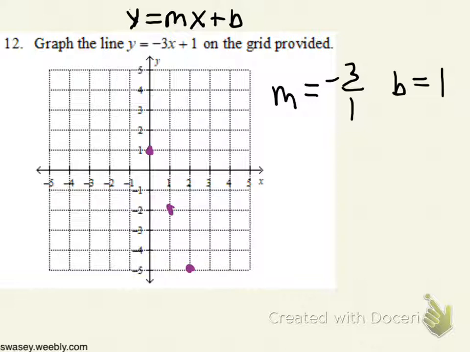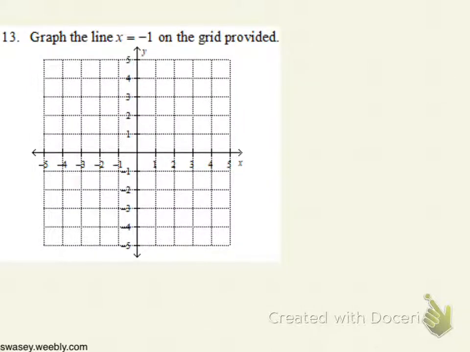You can also go up 3, to the left 1, and then we'll connect those. A little different when you only have one variable. We're going to find -1 on the x-axis.